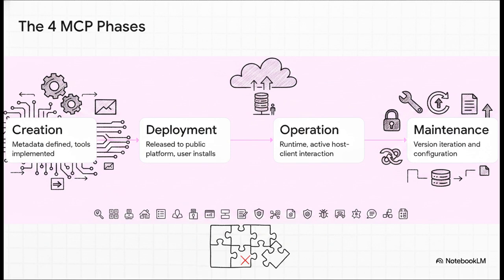Third is operation, people actively living inside. This is the runtime phase where the host, client, and server constantly interact. And finally, maintenance, fixing the plumbing and upgrading the roof, representing version iterations and configuration updates. Across these 4 distinct phases, the paper maps out 16 key activities. By tracking this entire lifecycle, the researchers could pinpoint exactly where the security foundation starts to crack.